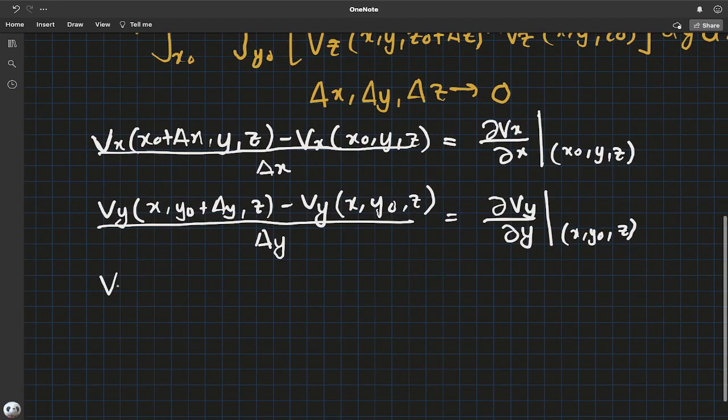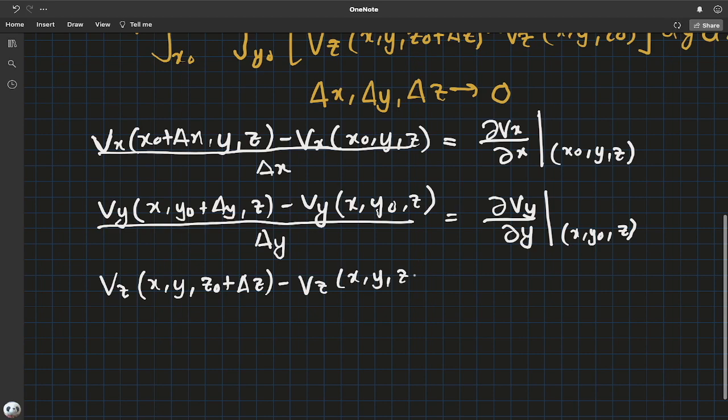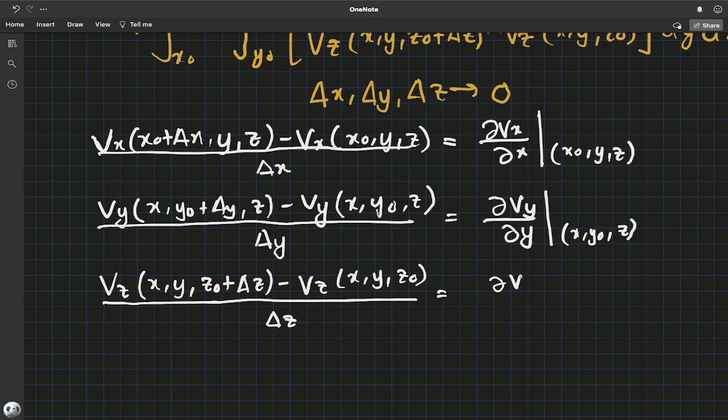Similarly again, finally, v_z evaluated at (x, y, z naught plus delta z) minus v_z evaluated at (x, y, z naught), divided by delta z, is simply the partial derivative of v_z with respect to z at (x, y, z naught).